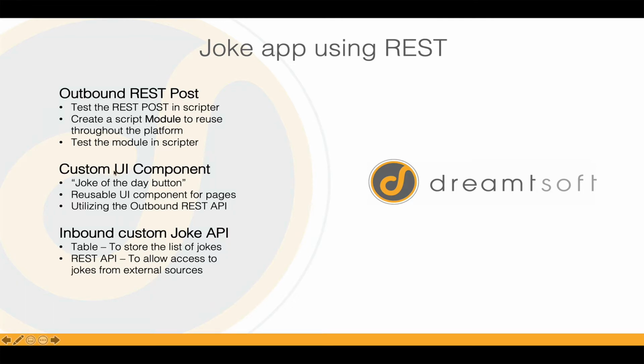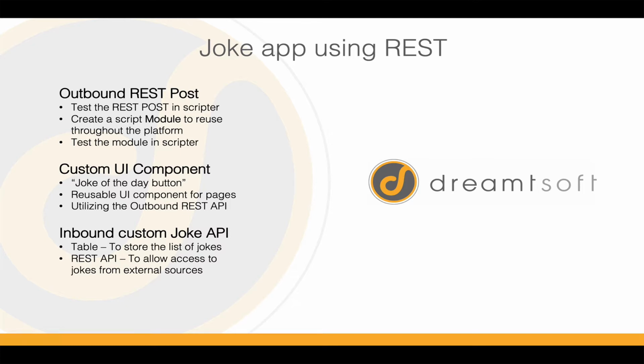Then I'm going to build a custom UI component, which is just going to be that joke of the day button. I'll walk you through how I built that. We can use that throughout the platform using attributes. You can make changes on it, so you don't have to go into the code every time if you want to. And then finally, it's going to utilize that outbound REST post module that I created in the first step.